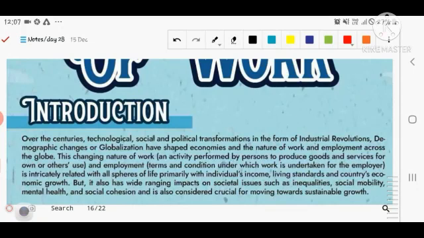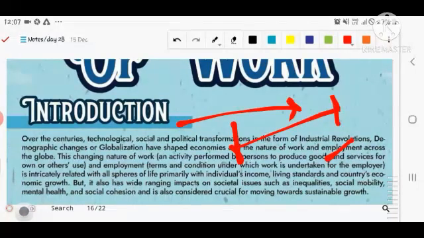on societal issues. Inequality has also increased because of this progress, because all people are not equal. All people do not have access to the same resources, and the resources on the earth are also not homogeneously distributed. Because of that, inequality, social mobility, mental health and social cohesion are increasing or decreasing, whatever the case would be, and they are considered crucial and play an important role in growth towards sustainable growth.